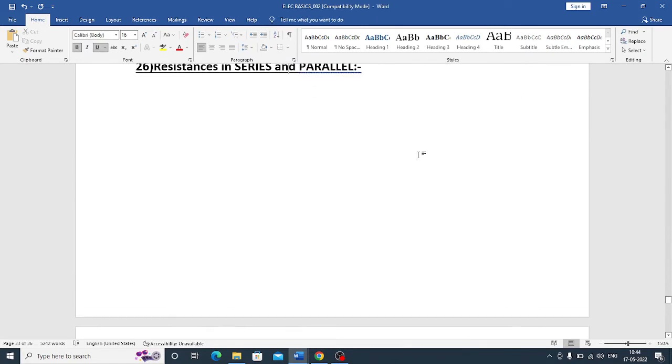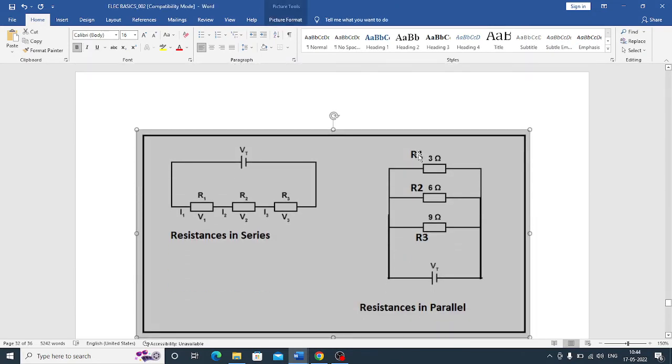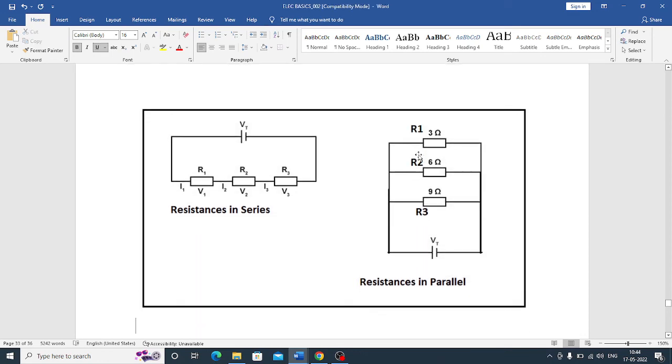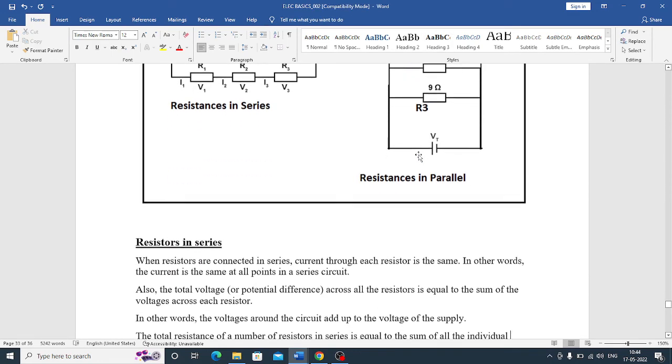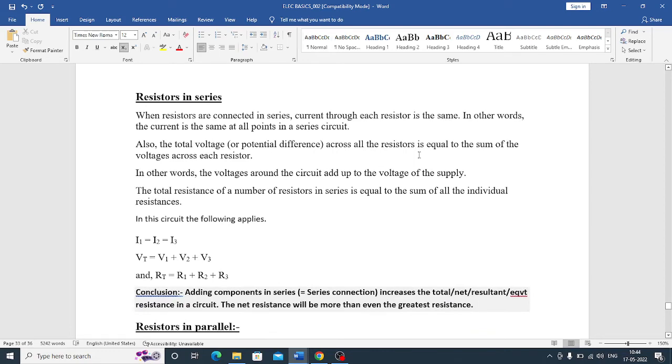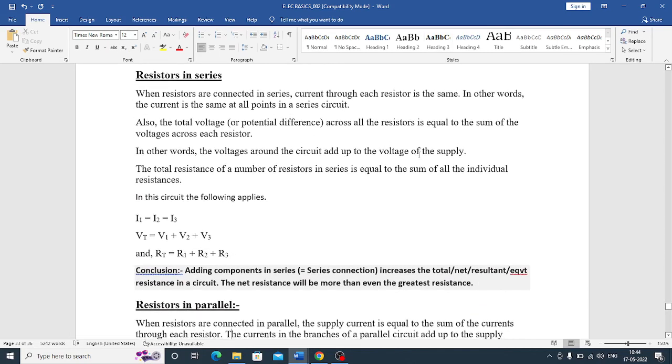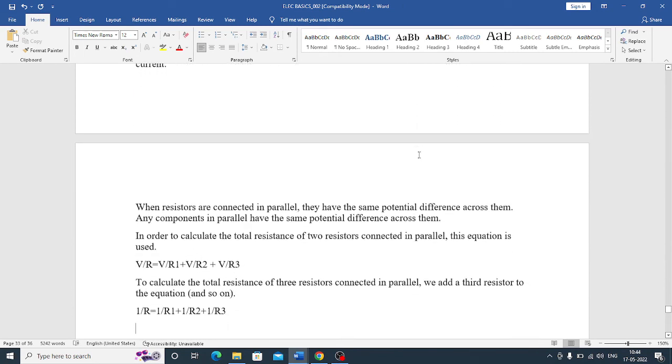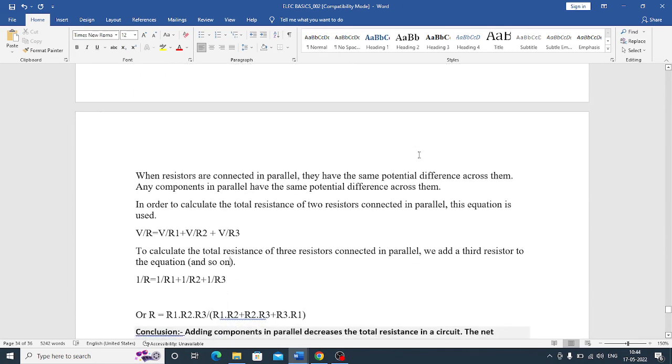Resistance in series: when you connect resistances in series, the resultant resistance will be the sum of all the resistances. When you connect resistances in parallel, 1 by the resultant will be equal to the sum of 1 by the individual resistances.